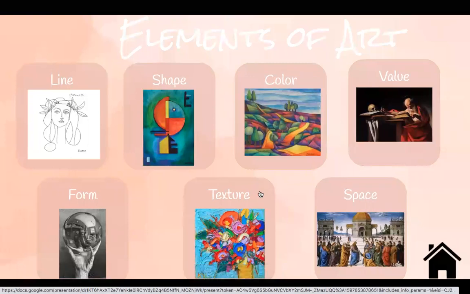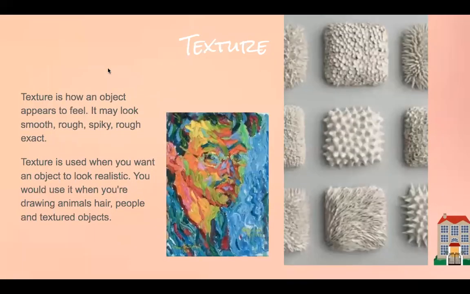About texture. Texture is how an object appears to feel or how it may feel. It may look or feel smooth, rough, spiky, or I don't know what rough exact is. I don't know why I put that one in there. You can use texture if you want an object to look more realistic, like when you're drawing animals, hair on people, you can draw skin. There is texture to every single object. There is smooth, there is rough.